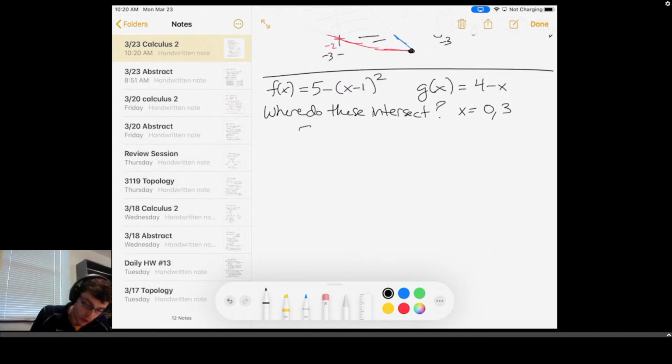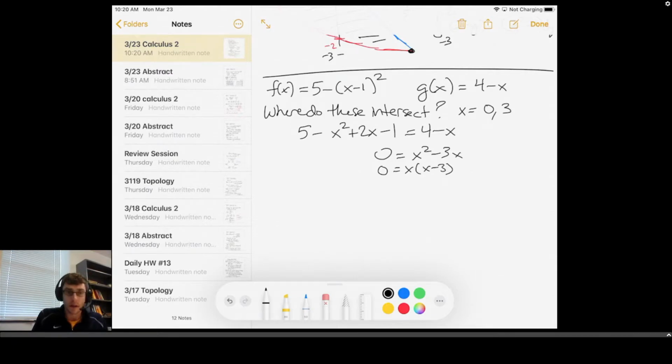Right, so we would just set them equal. I'm just going to go ahead and do this out. So it's minus x squared. That would be minus 2x, so plus 2x because of the minus sign distributed, and then plus 1, so minus 1. And then you add that over, minus 3x, and then the 4 and 4 cancel. And so 0 equals x times x minus 3.